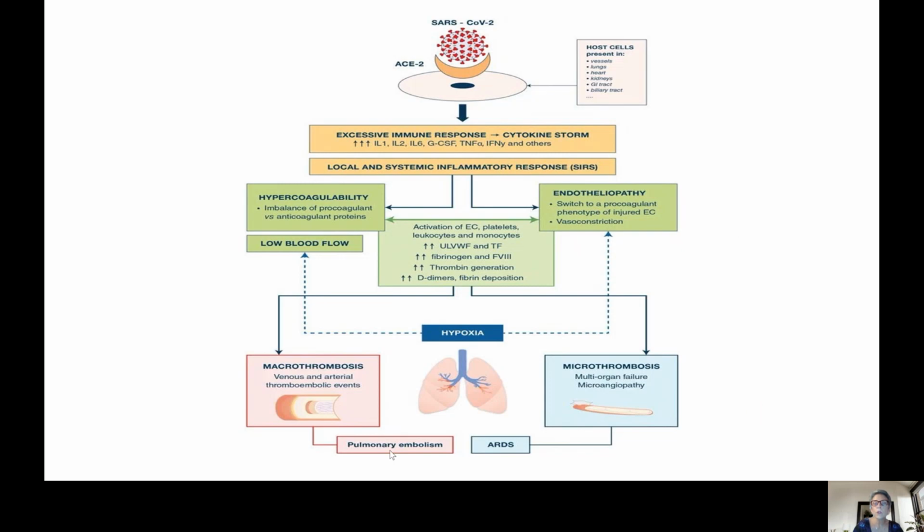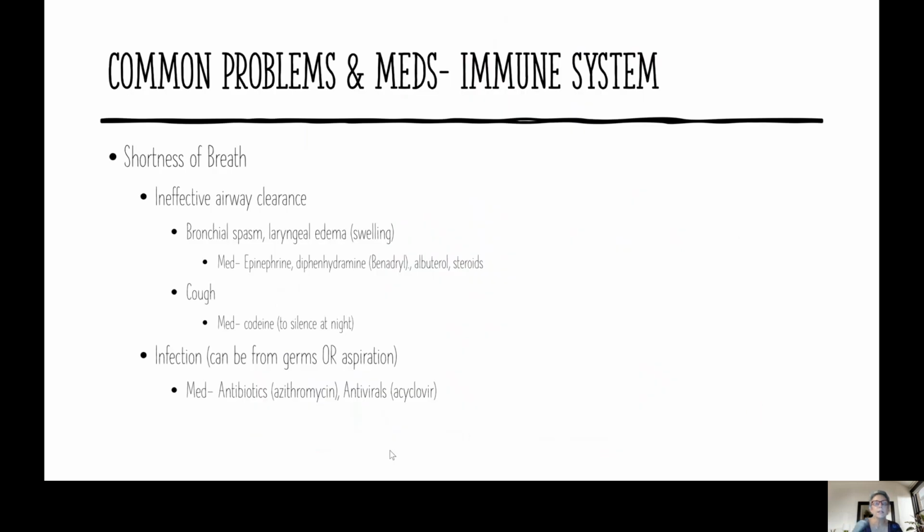So when the immune system works well, it protects us. When it gets hyperstimulated, it becomes a problem. So looking at some basic things that can happen as far as common problems within the immune system, we've talked a lot about COVID-19, but let's talk about things that happen more commonly to where a patient might present with shortness of breath. It could be COVID-19, it could be whatever. The nursing diagnosis that goes along with that is ineffective airway clearance.